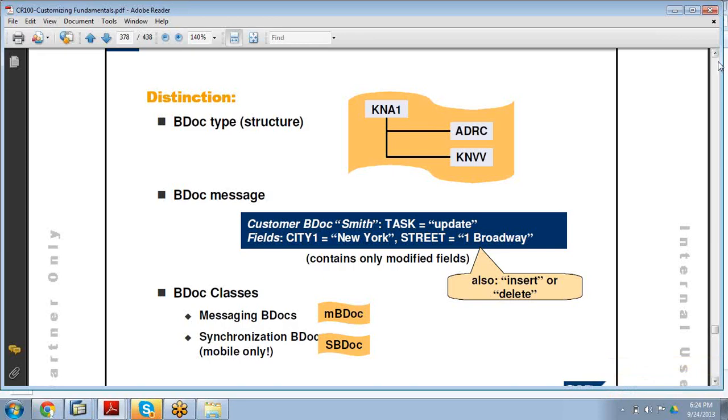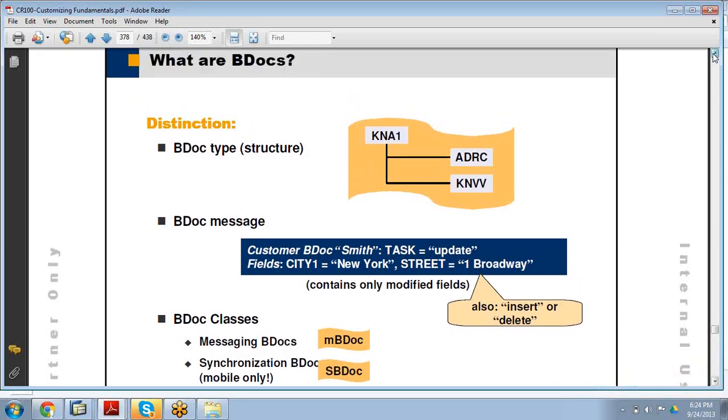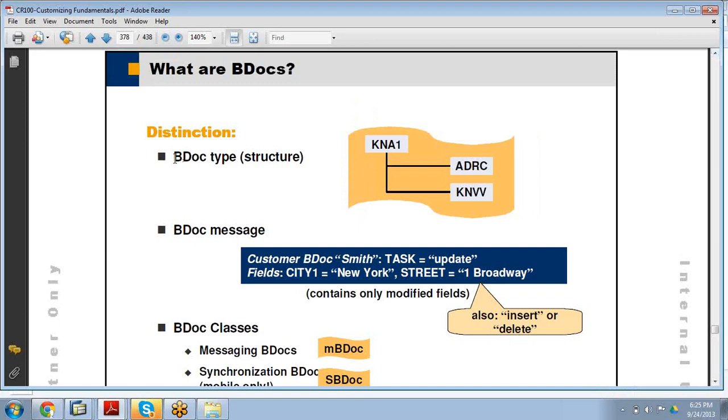So if you can see this, the entire structure is called the BDoc type. That means KNA1 is the customer table, with the address table and communication table. The three tables: KNVB is the communication table, ADRC is the address table, KNA1 is customer. That means this is the substructure. So even the address details are part of this customer. That's the reason it says customer's address and communication.